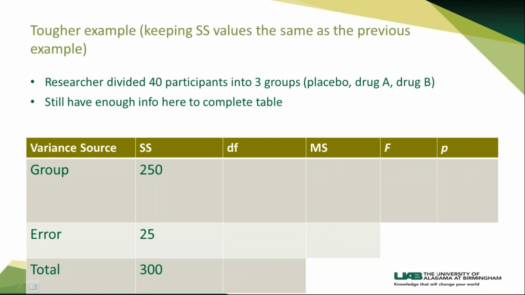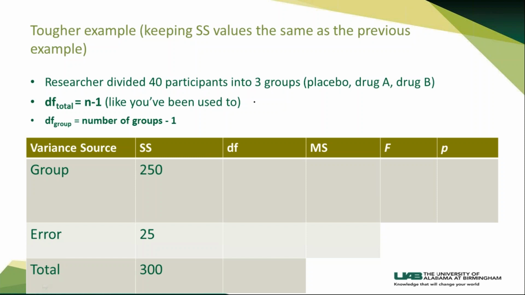So I still have everything I need. The example here says a researcher divided 40 participants into 3 groups. It really doesn't matter what those 3 groups are. Let's just say placebo, drug A, drug B. And we only have one column here filled out, and that's the sums of squares. You notice we don't have degrees of freedom filled out, or anything else beyond that. All we have are the sums of squares. We still have all we need to complete the table.